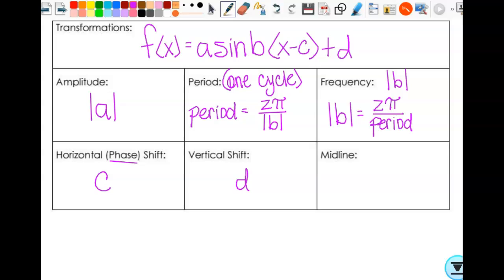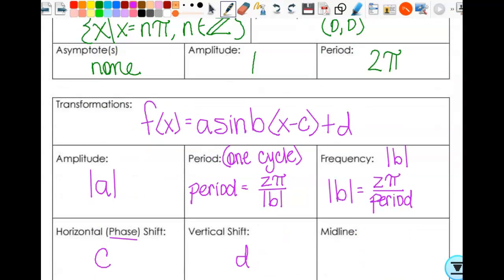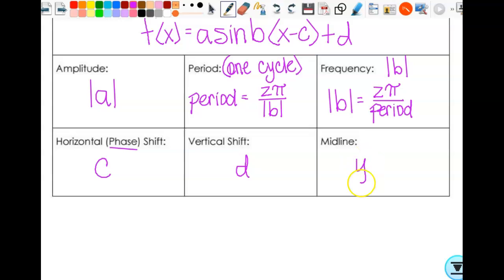Midline is a new concept. We kind of treat it like an asymptote, but it's not an asymptote. Midline is what it sounds like. It's the line that goes through the middle of the function here. So in the parent function, the midline is y equals 0. If I do plus 3 and I've moved it up 3, my midline is now at y equals 3. Okay, so your midline really is just whatever D is. So midline is just y equals D.